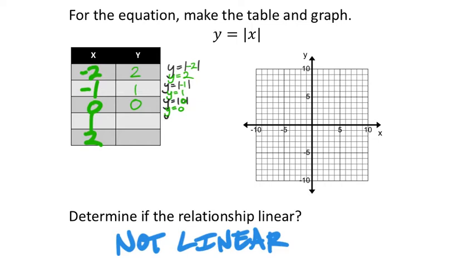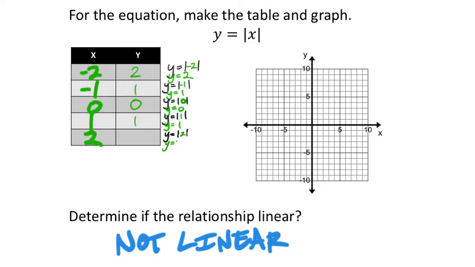What about y equals the absolute value of positive 1? If this were the question, how far away is 1 from 0? 1. So I had the ordered pair 1, 1. And then finally, I've got the absolute value of 2.